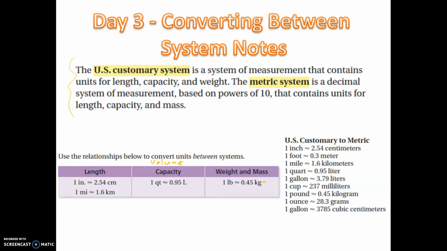The metric system is a decimal system of measurement based on powers of 10 that contains units for length, capacity, and mass. Okay, so mass and weight are oftentimes related. And we're going to use these conversion factors. We've been working with conversion factors for the last couple of days, but we're going to look specifically at these. These are going to be the ones that we're going to use most often. You're going to need a calculator today, so if you don't have one, make sure you get one.